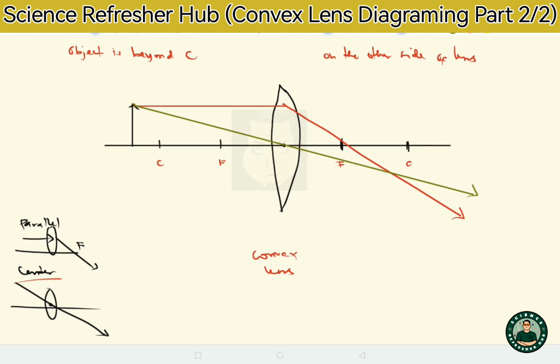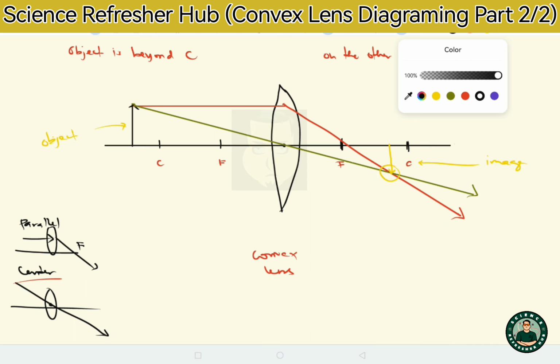All right, let's try to find out what kind of image will be formed here. From the point where these rays meet, that is where you can put the image. Again, this is going to be the object, and when these rays meet here, this is going to be the image. So what kind of image is formed?